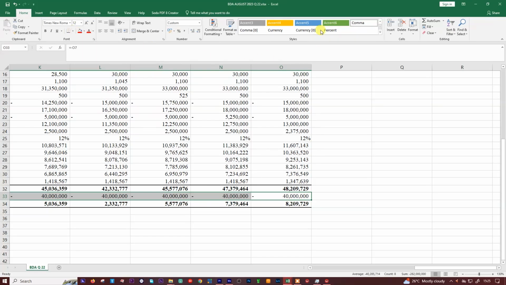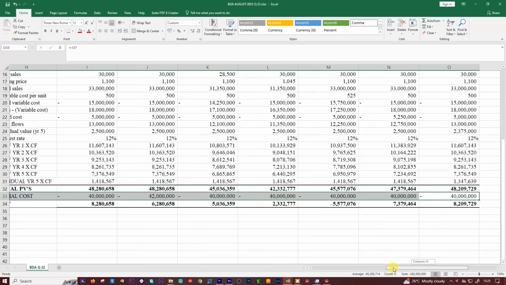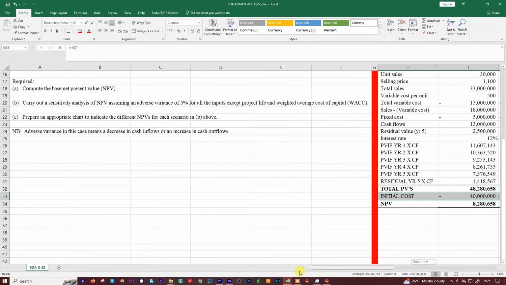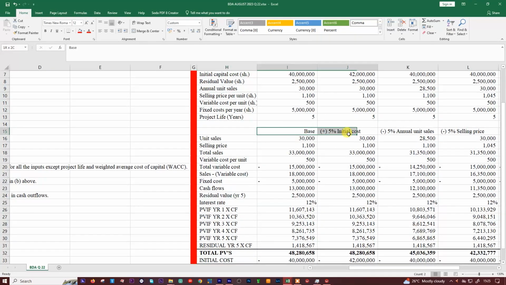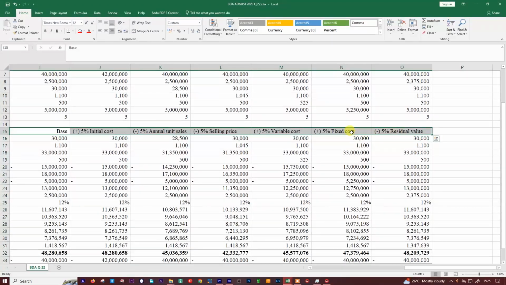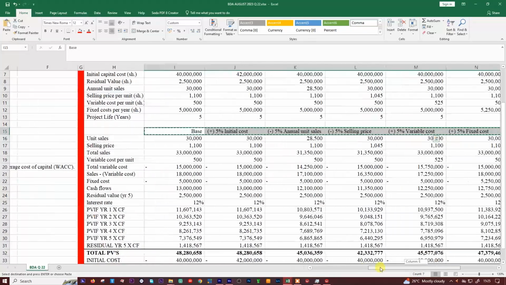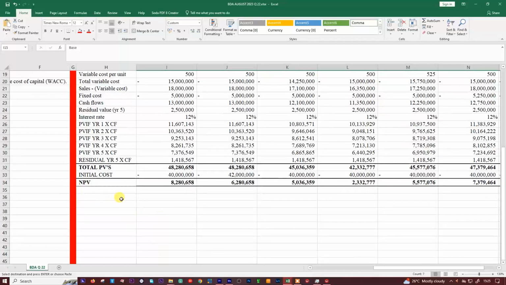So with that, then we have the scenarios. Part B, carry out a sensitivity analysis for NPV assuming adverse variance of 5% for all inputs except project life and weighted average cost of capital there. So the base case we'll have, so part B, I can do it just down over here. So the base, we'll just almost like sort of copying this. Down over here.